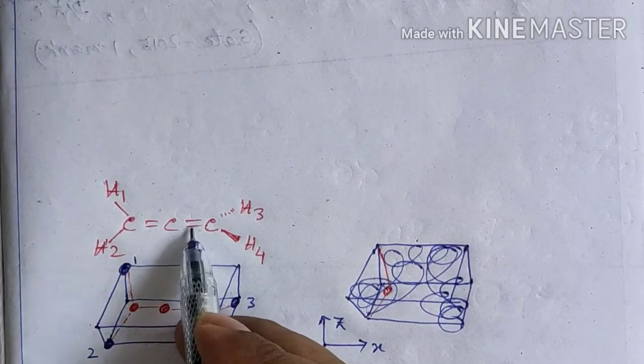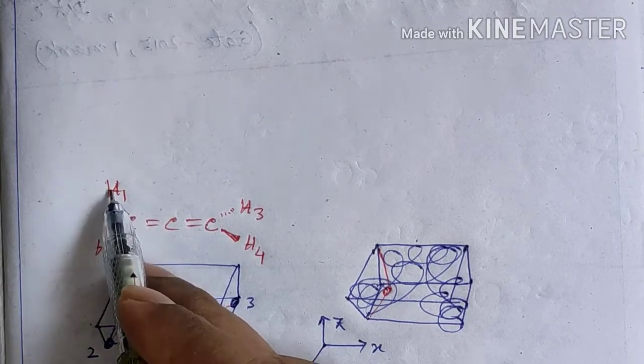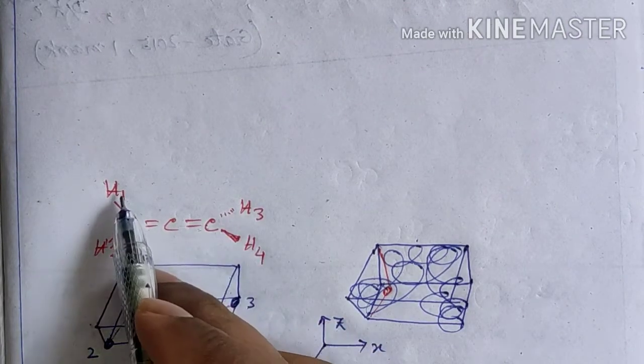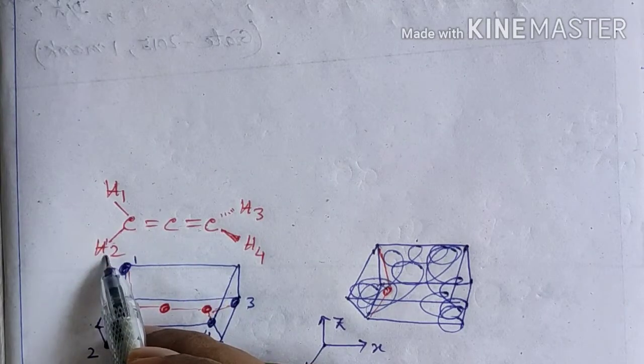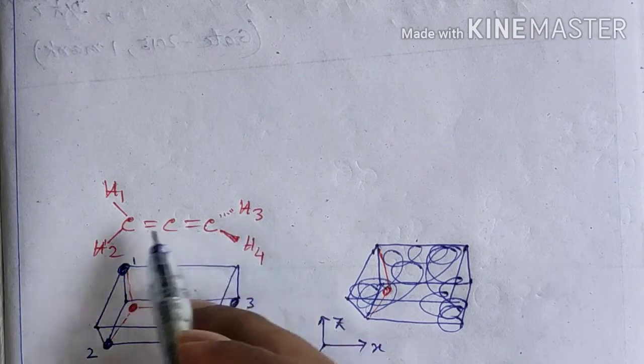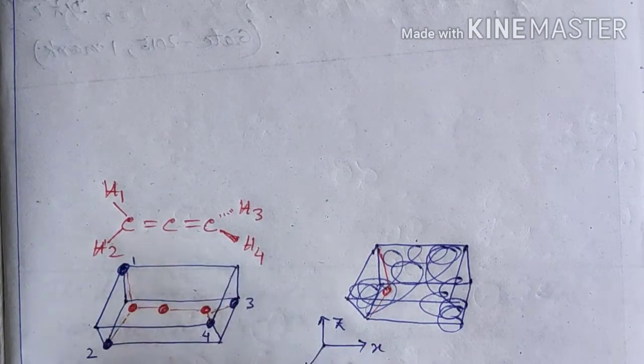These two pi bonds are perpendicular to each other and for that reason these four hydrogens are not in the same plane. These two hydrogens are in the same plane and these two hydrogens are perpendicular to this plane, since the pi bonds are perpendicular to each other.